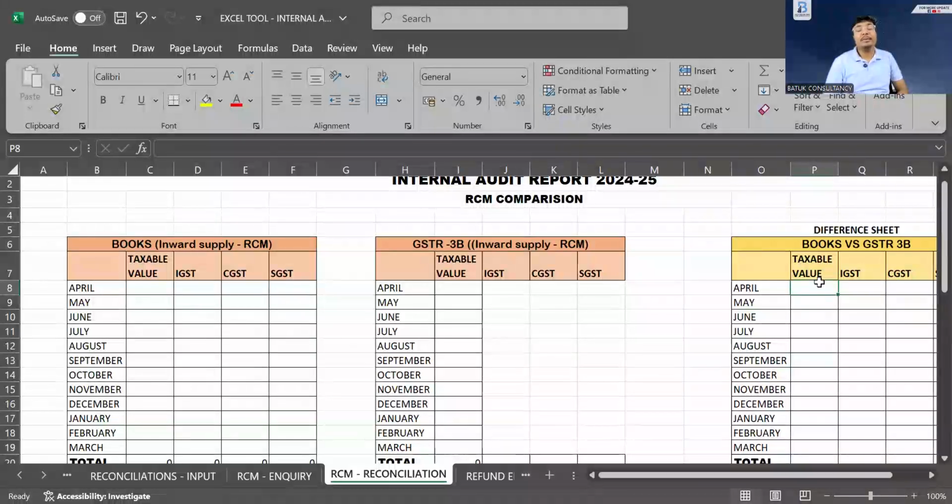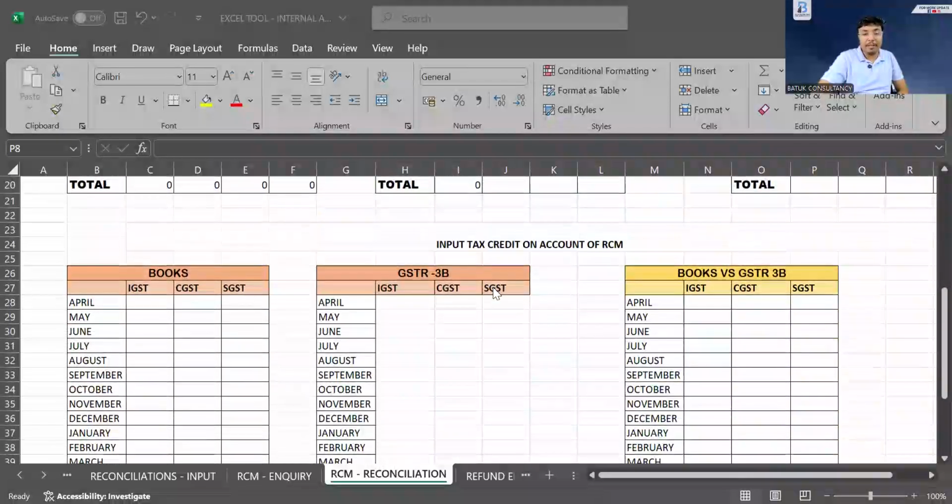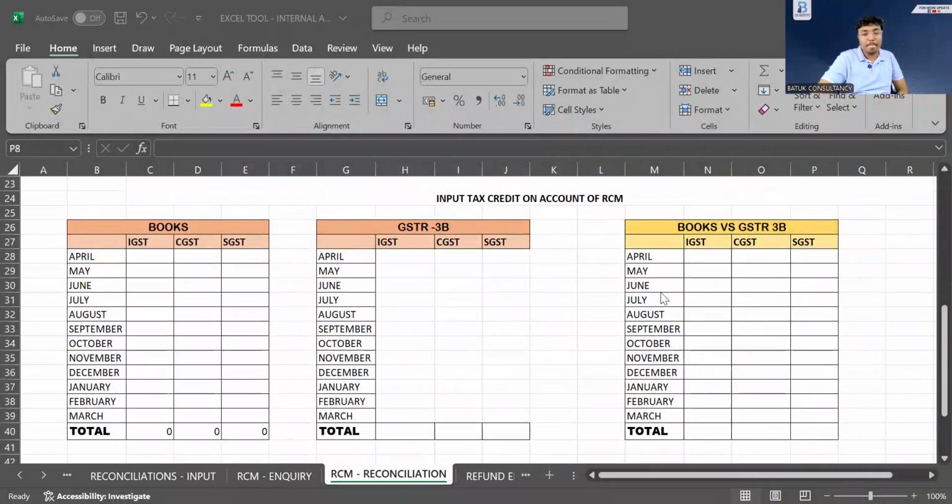Otherwise, in future, the departmental authority may raise the demand. And if the departmental authority raises the demand and you make the payment on account of that demand, input will also not be available. So we just need to ensure this. Then after that, your RCM reconciliation will be there.